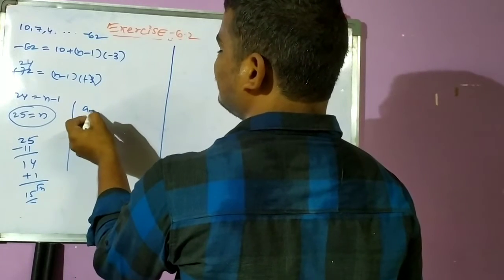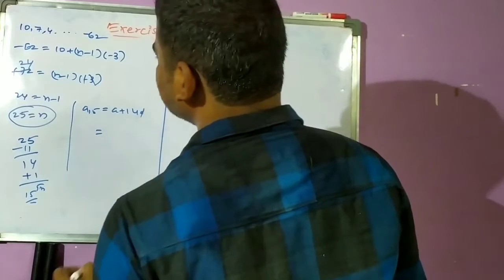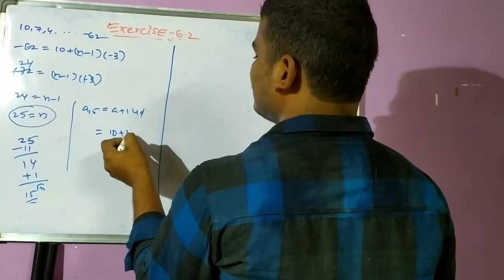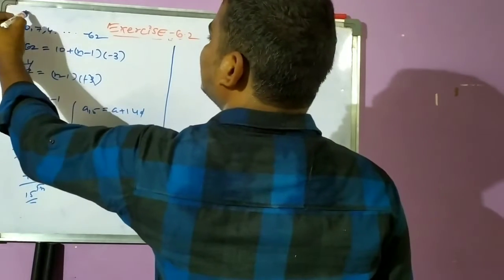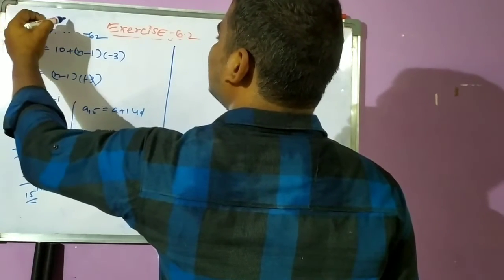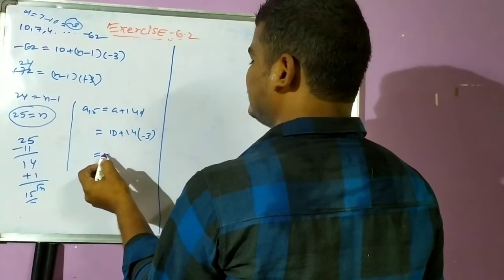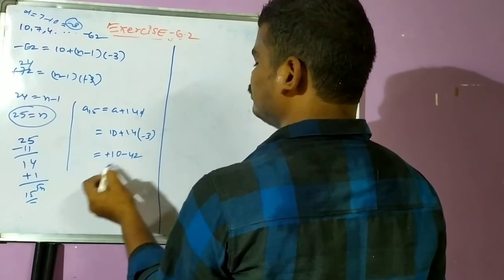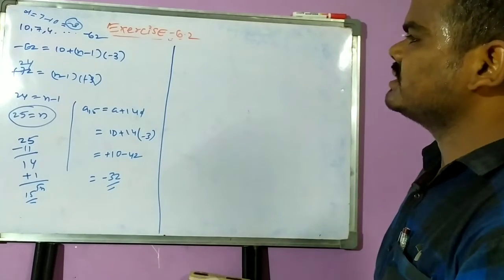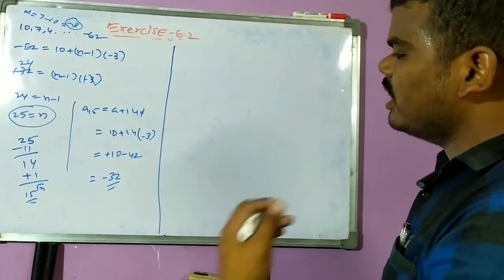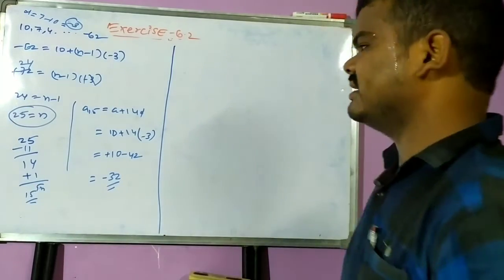Therefore, a15 is equal to a plus 14d. What is the a value? 10 plus 14 into d value. d is equal to 7 minus 10, which is minus 3. 14 times minus 3 is minus 42, and 10 minus 42 is minus 32. That is the 11th term from the end and the 15th term from the first.